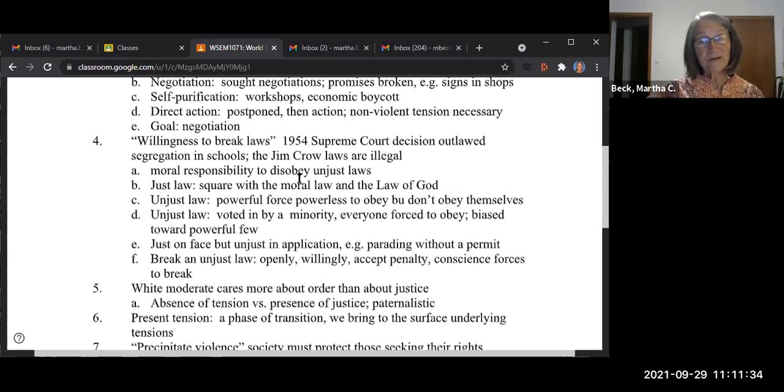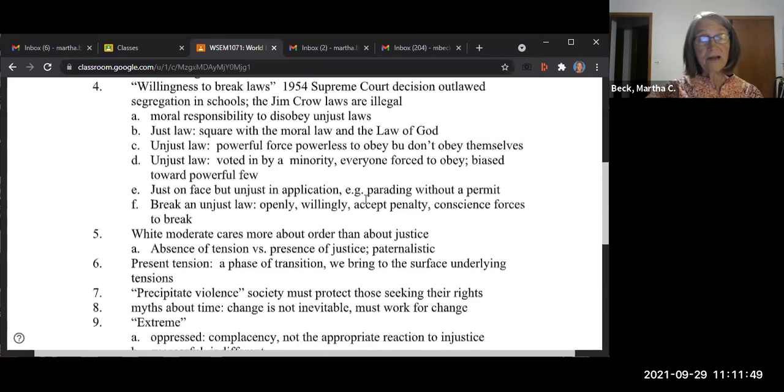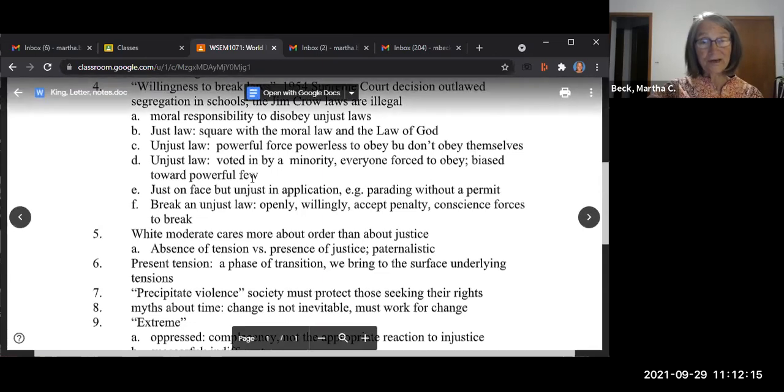We have a moral responsibility to disobey unjust laws. That means our political leaders are corrupt in the laws that they make or the way they enforce them. Okay, so there is a higher law or a higher standard. And this is just an old, old Western tradition. I think it goes way back to other cultures too, but we're just going to go with this one now. In unjust systems, the powerful force the powerless to obey, but they don't obey. That's rule for the sake of the rulers, not for the ruled, right?